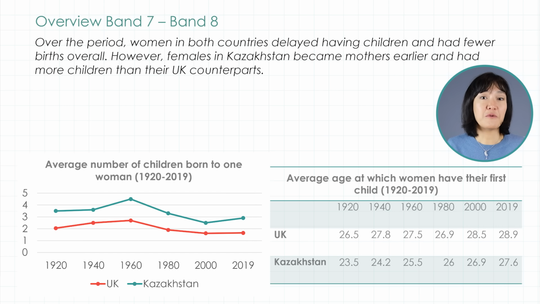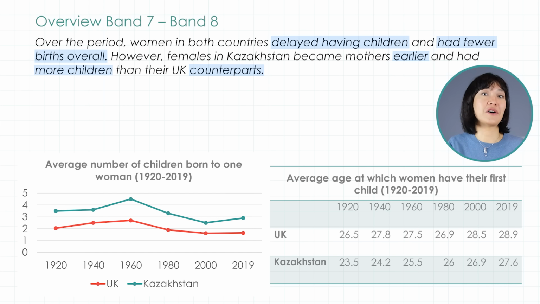So basically, we've reported all the main trends. Women started having fewer children and women started having them later. While in Kazakhstan, they still had children earlier and had more children than in the UK. These are the main trends, not a single number. By the way, there is a great word here, "counterparts." It means people in the same position, and this allows me not to repeat the word "women" again. "UK counterparts" means women in the UK.